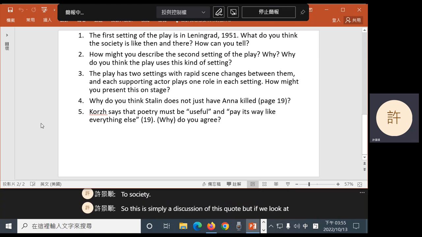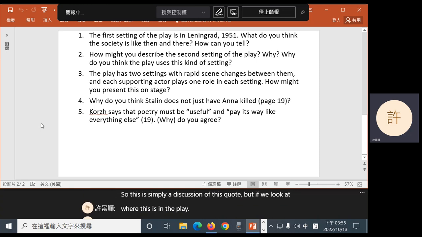So this is simply a discussion of this quote. But if we look at where this is in the play, on page 19, remember, Kors is a member of the secret police. He works for Stalin. And as group three pointed out, Stalin sees writers as engineers of the human soul, and he wants writers to describe what we are doing. In other words, if you look at Kors's long paragraph in the middle, he says, if your poetry isn't being published anymore, it's because it isn't useful. Comrade Stalin tells us life must be depicted as it should be, not as it is. And then the next line, we live in the present, but we look at it from our glorious future.